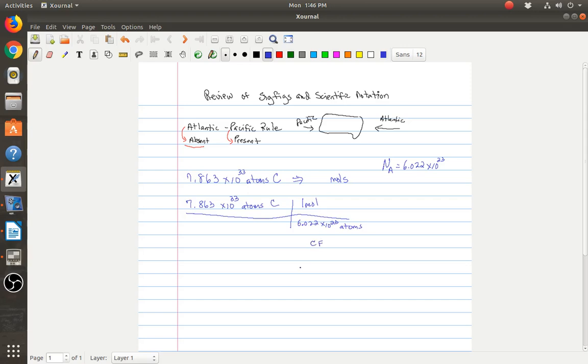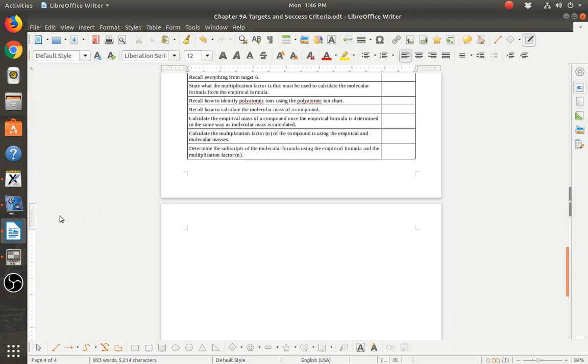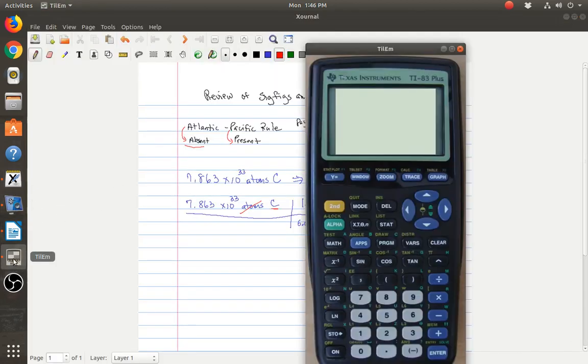I'm going to start using CF for conversion factors sometimes just to help you understand what it is. All right, so now I cancel out atoms, and I end up with a unit of carbon moles, and that's really what I wanted. I just wanted to know how many moles it is. So I'm going to now pull up my calculator and do this math, and I want you to follow carefully. Oops, that's not what I meant to do. Go back to there. Pull up the calculator. There it is.